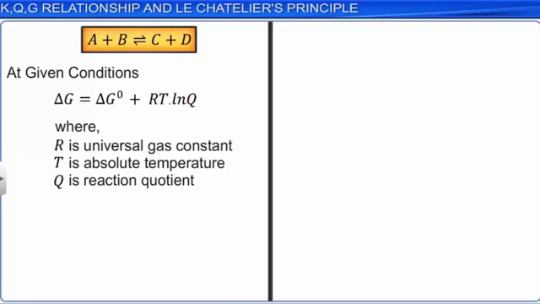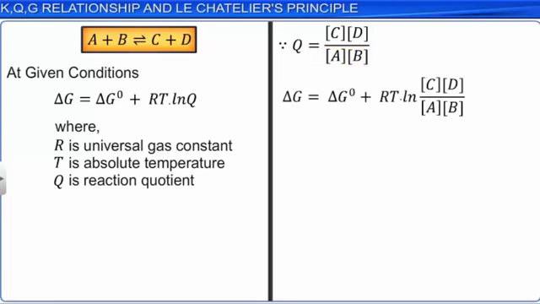Since the reaction quotient Q for the reaction is equal to the product of the concentrations of the products C and D divided by the product of the concentrations of the reactants A and B, the equation can be written as delta G is equal to delta G naught plus RT ln the product of concentrations of products C and D divided by the product of concentrations of reactants A and B.